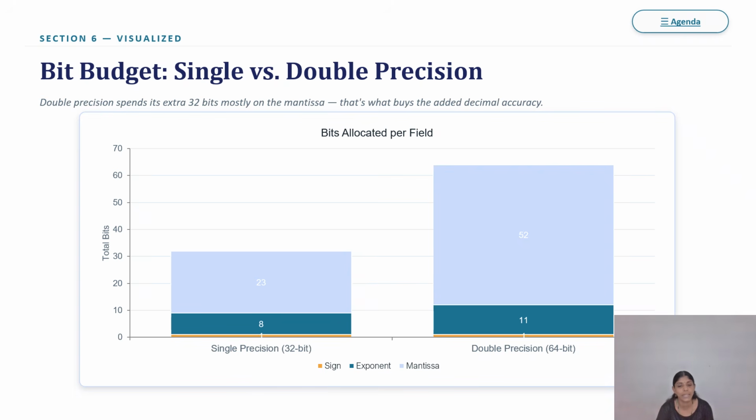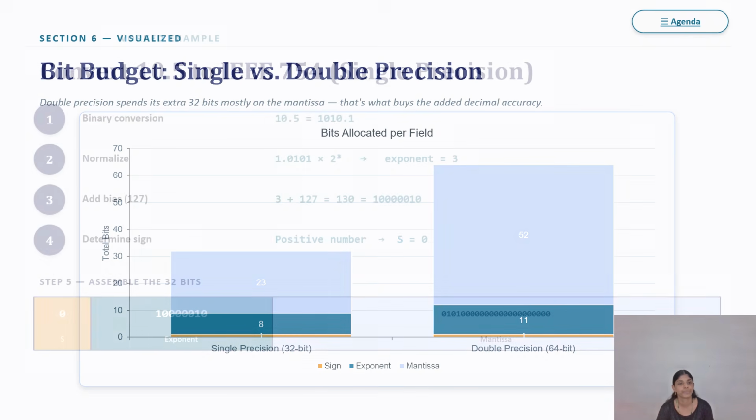And the sign, you check. How many bits are there in the sign? Only 1 bit. That's why I represented a very, very thin orange color for the sign. So on both sides it is 1, 1. The blue color is 8 and 11, and the light blue color I represented as 23 and 52. So this is a visualized representation of the value format that you checked over there.